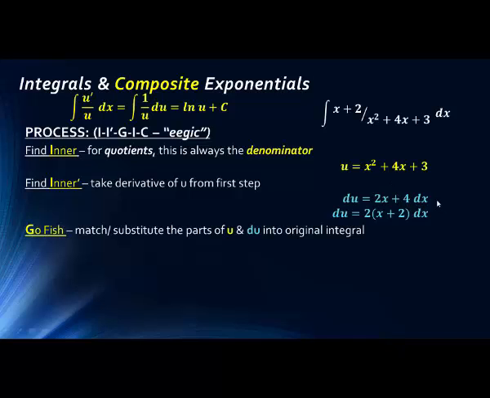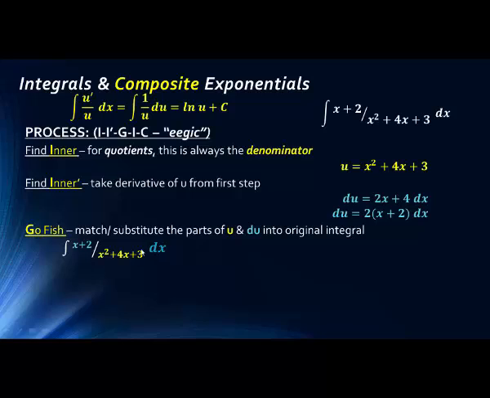The next step is go fish. Same with u and du. So I'm going to look here. Do you have any x squared plus 4x plus 3's? Yep, it's in the denominator. Got any dx's? Yep, it's right there. Got any x plus 2's? Yep, it's right there. And so I've highlighted those all here.